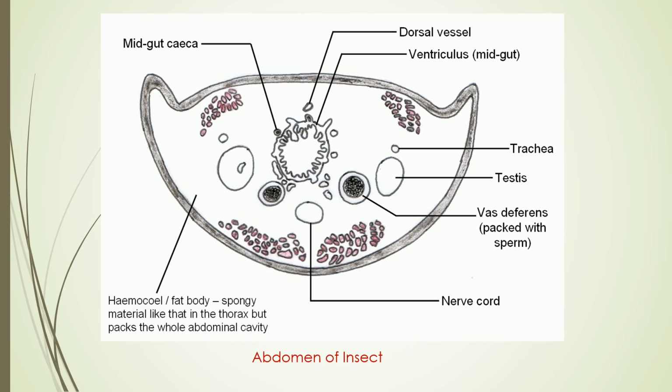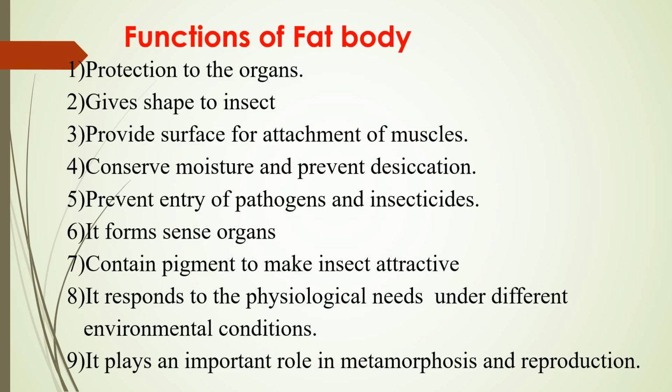which is covered by the perineural sinus, and in the center is the ventriculus, a part of the midgut. It is a part of the alimentary canal. On the outer side of that alimentary canal is the perivisceral sinus. This is about the structure, and dorsally there are a number of fat bodies, and ventrally also some fat bodies are present. Now, the functions of the fat body.